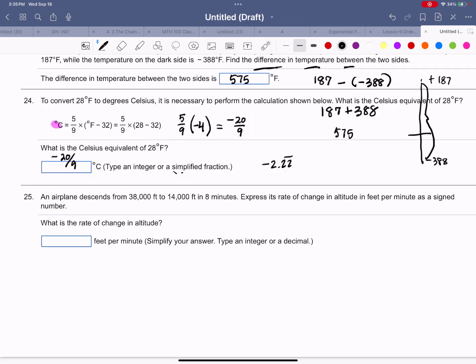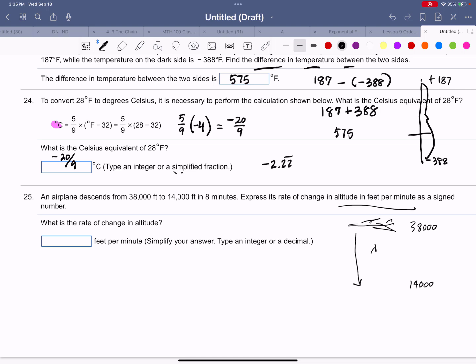Number 25. An airplane descends from 38,000 feet to 14,000 feet in 8 minutes. Express its rate of change in altitude in feet per minute as a signed number. Okay, so think about what we got here. Here's our airplane. It's flying up here, right? And it's up at 38,000 feet. All of a sudden, it drops and gets down to 14,000 feet.